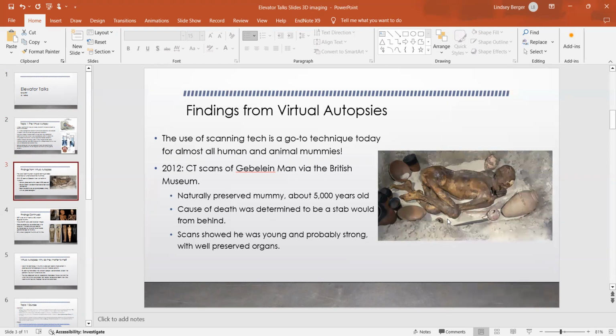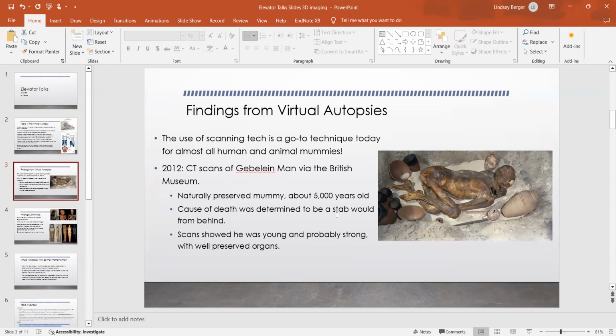He's a naturally preserved mummy. He is about 5,000 years old from pre-dynastic Egypt. Looking on the outside of him, you wouldn't see much going on that would give away what his cause of death was. But from that CT, they figured out it was probably a stab wound from behind because it actually fractured his clavicle and went through a rib and into the chest cavity.